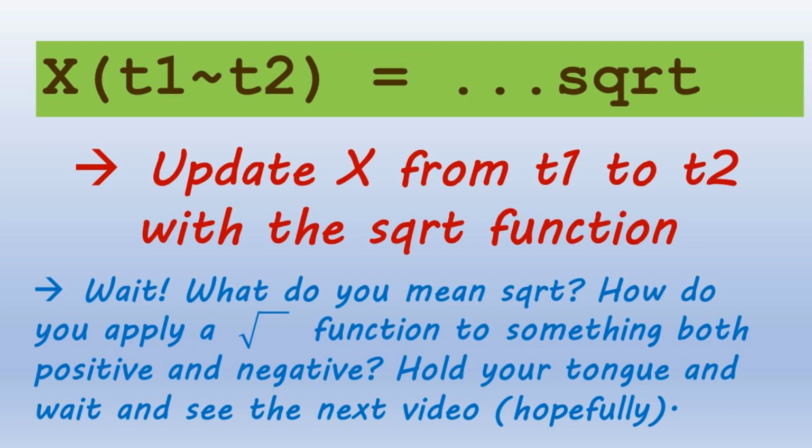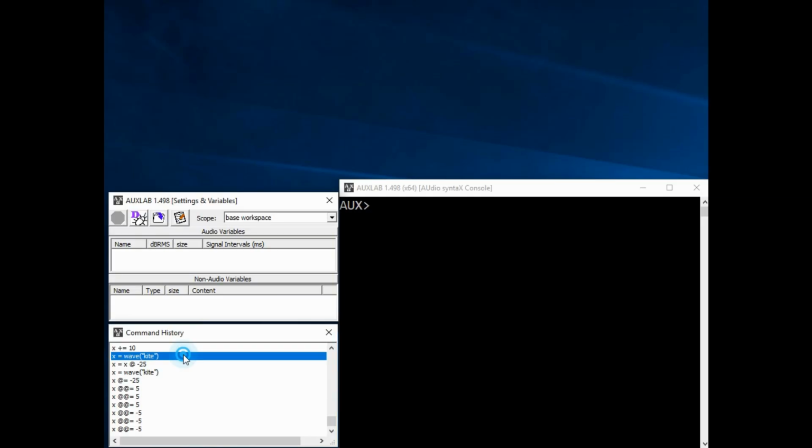Wait, if you wonder what's going on here, because you are not supposed to apply square root function to something negative, and the audio signal contains, of course, negative values. Just move on for now. I'll cover this in another video. This is another great flexible feature of AUX, letting you apply mathematical functions to audio signals. Let's look at examples in the AUXLAB screen.